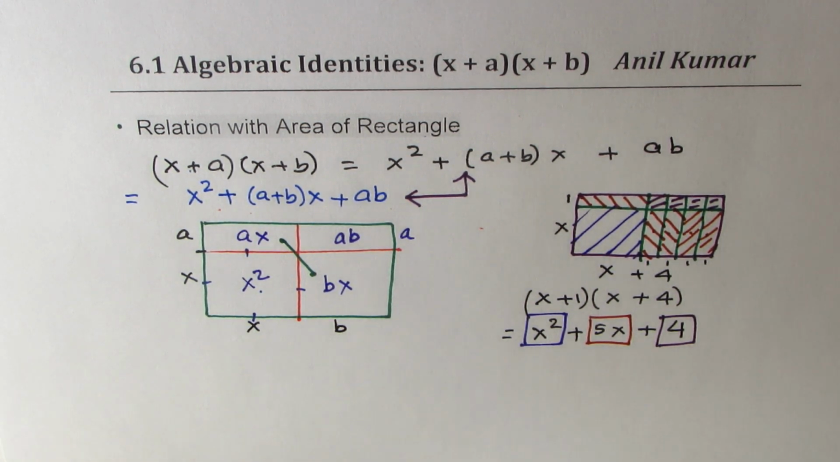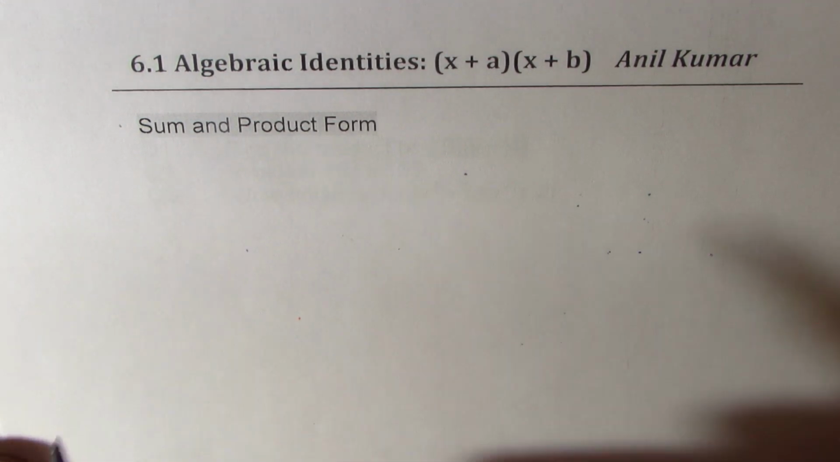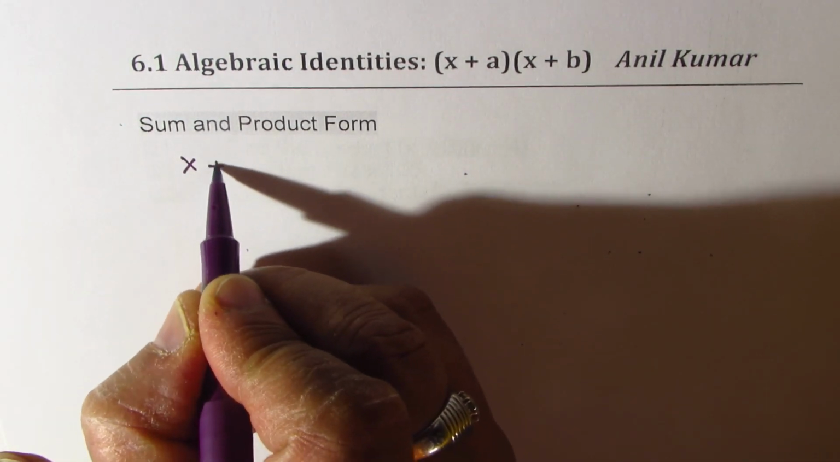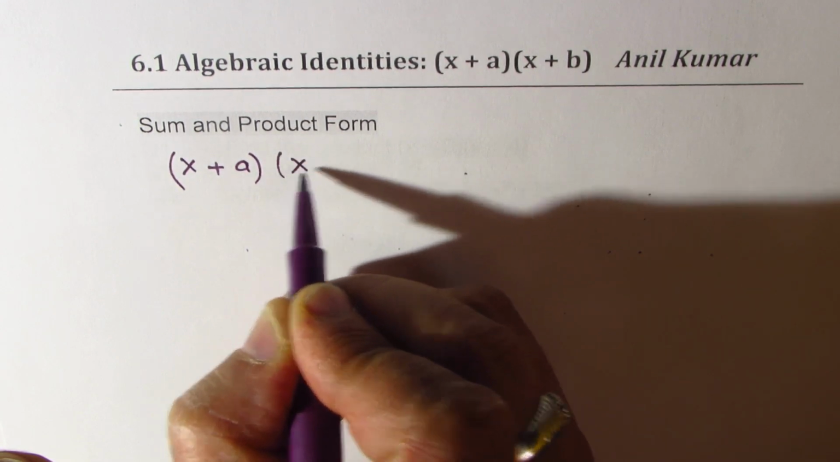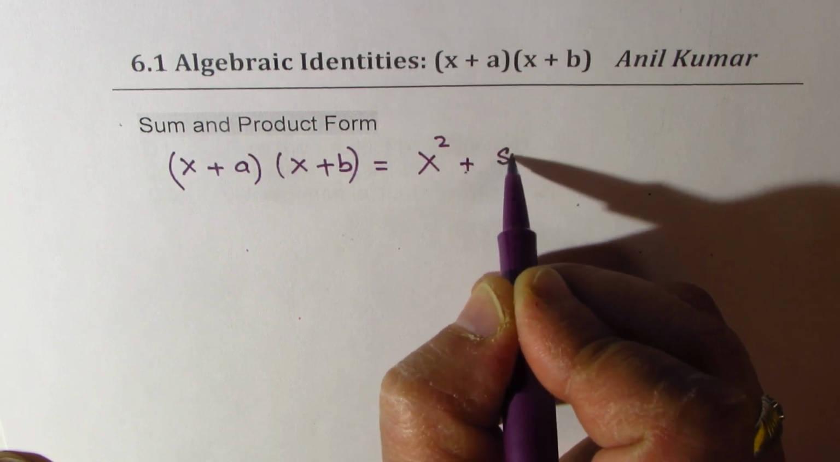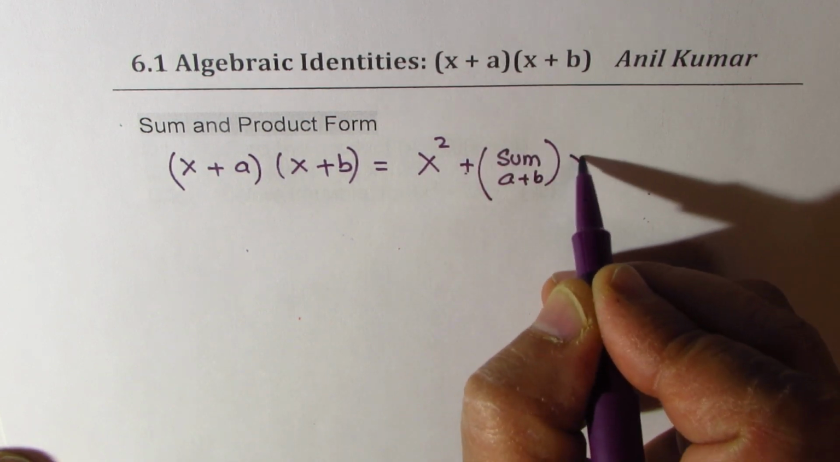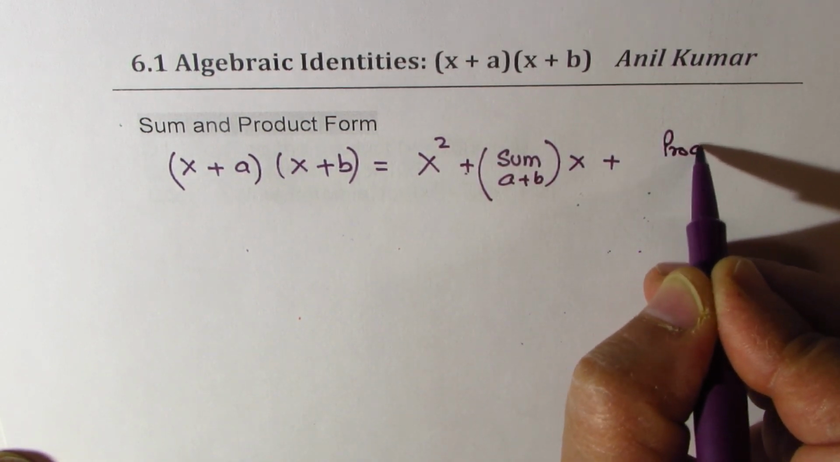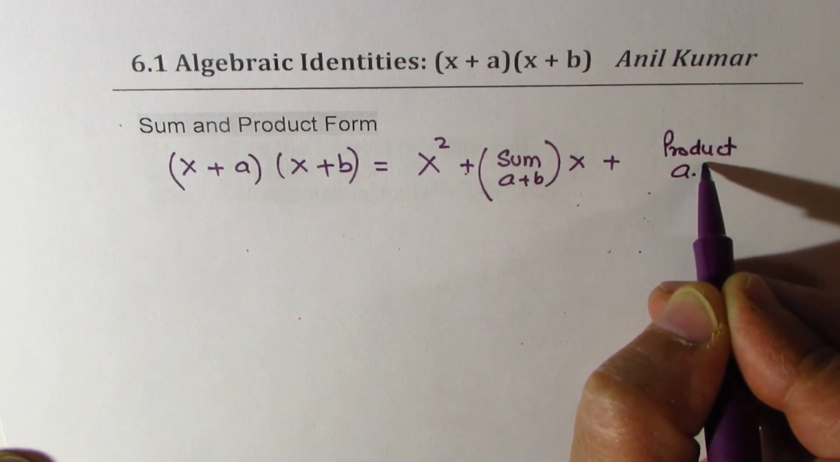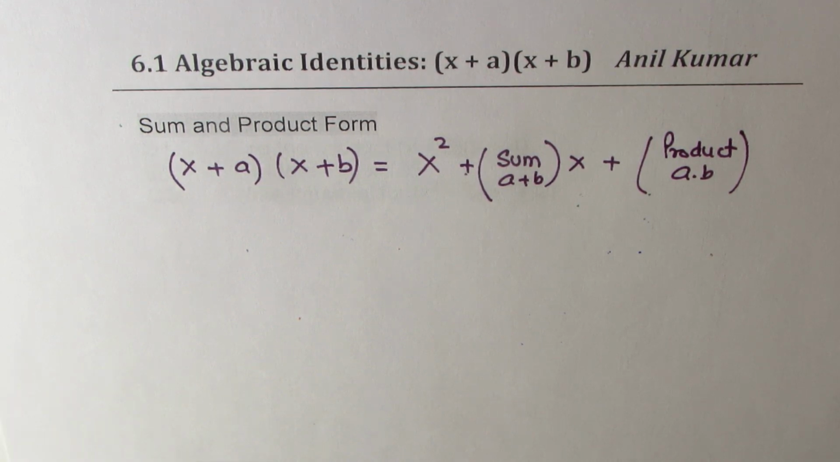So I hope this is clear, right? So let's move on and take something else. Now this says sum and product form. We have already discussed sum and product form. So what we know here is that (x + a)(x + b) is equal to the square of x plus the sum, so that means (a + b), times x plus the product, that means a times b. Correct? So that is the sum and product form of our equation.